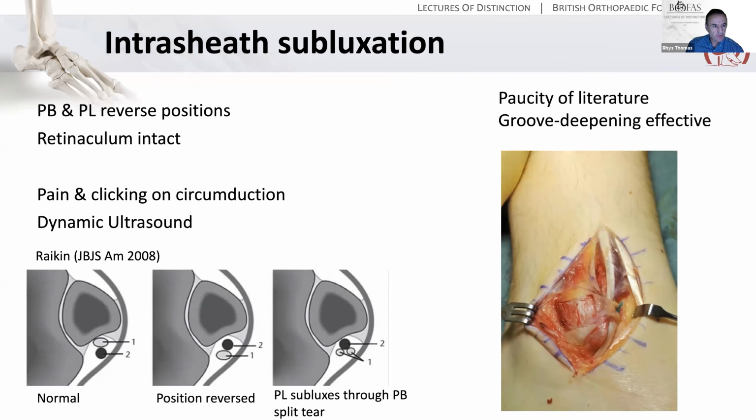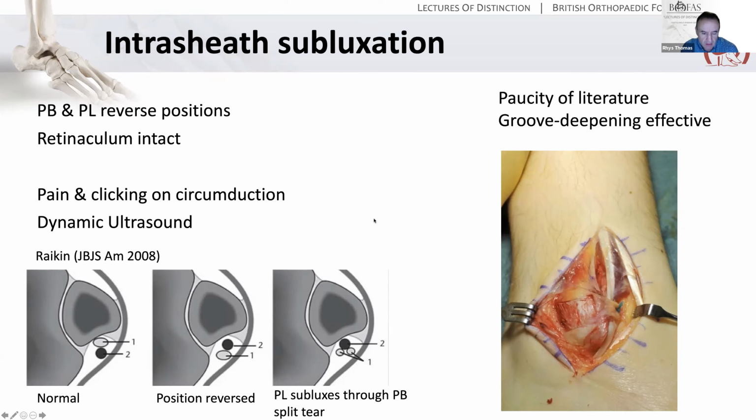So just finally, before we close, over the last few years, this phenomenon of intersheath subluxation has been recognized, where within a normal peroneal retinaculum, the brevis and longus reverse positions. And this is noticed by a clicking sensation, which can often be painful as the patient circumducts their ankle. It's useful to have a dynamic ultrasound scan, which can show this flicking phenomenon quite nicely. It's very difficult to get to settle, I think, with conservative treatment.